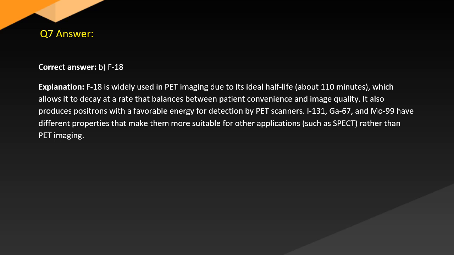Explanation. F-18 is widely used in PET imaging due to its ideal half-life, about 110 minutes, which allows it to decay at a rate that balances between patient convenience and image quality. It also produces positrons with a favorable energy for detection by PET scanners. I-131, Ga-67, and Mo-99 have different properties that make them more suitable for other applications, such as SPECT, rather than PET imaging.